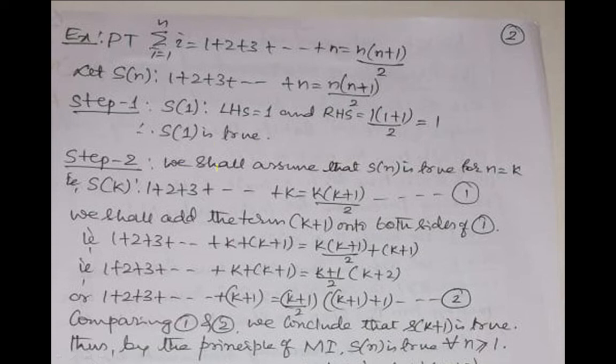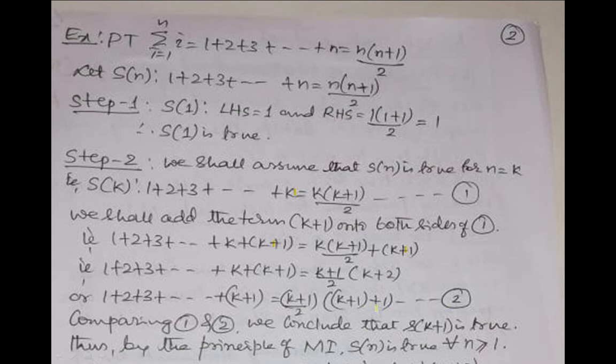Next, go to step 2 as we have seen in the previous theorem. Put n is equal to k. Then add the next term on the left side. What is the term here? k. What is the next term? k plus 1. Therefore, we are adding k plus 1 on both sides. Take the LCM on the right side: it will be (k plus 1) upon 2 into (k plus 2). That is, k plus 2 can be written as k plus 1 plus 1.